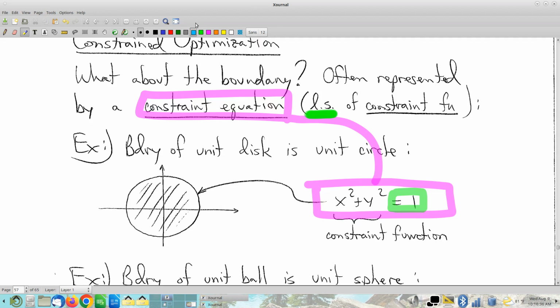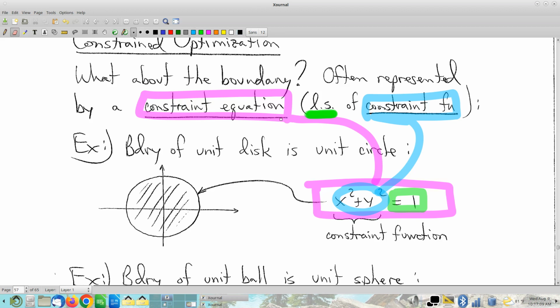This function, whose level set we're looking at, that function is called the constraint function. So we have two bits of terminology here. We need to understand the constraint equation, and we need to understand the constraint function. Is everybody on board? The constraint function is a function whose level set, one of whose level sets, is the constraint equation. Okay.